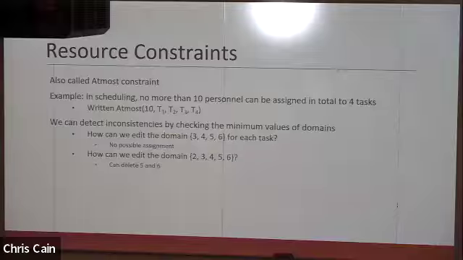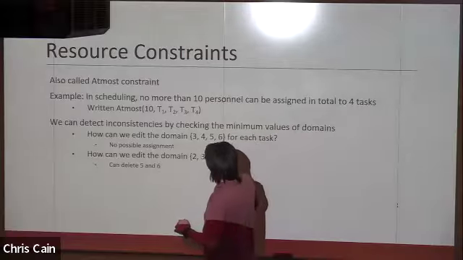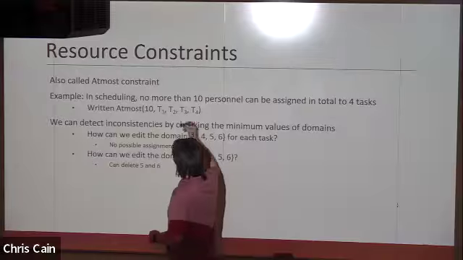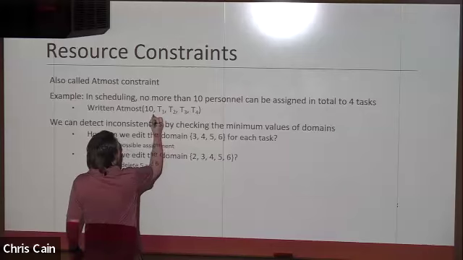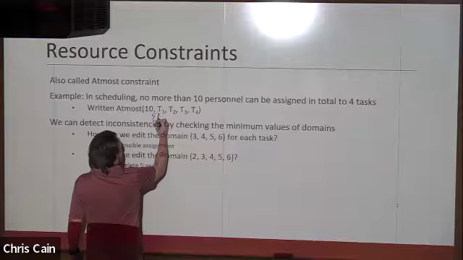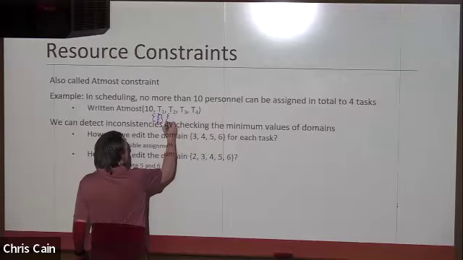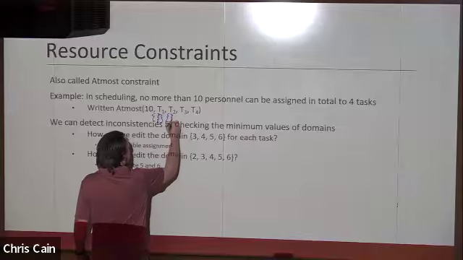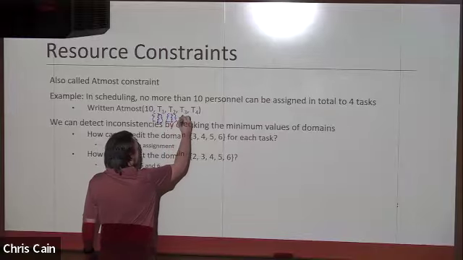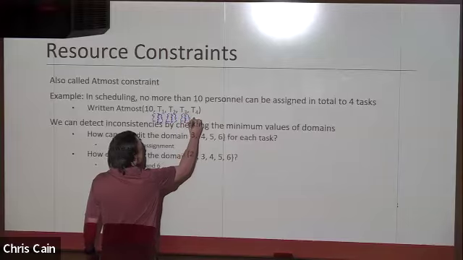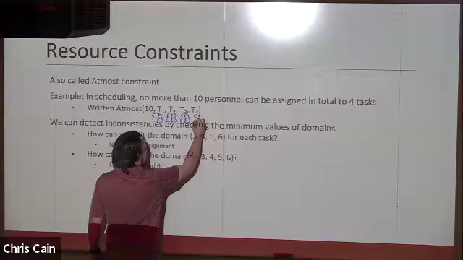Let me actually write this out in a way that makes more sense. I wish I had a little bit more space for this, but the idea is that we have 3, 4, 5, and 6. We reduced the domain down to these values. And they all have to be filled in some capacity.